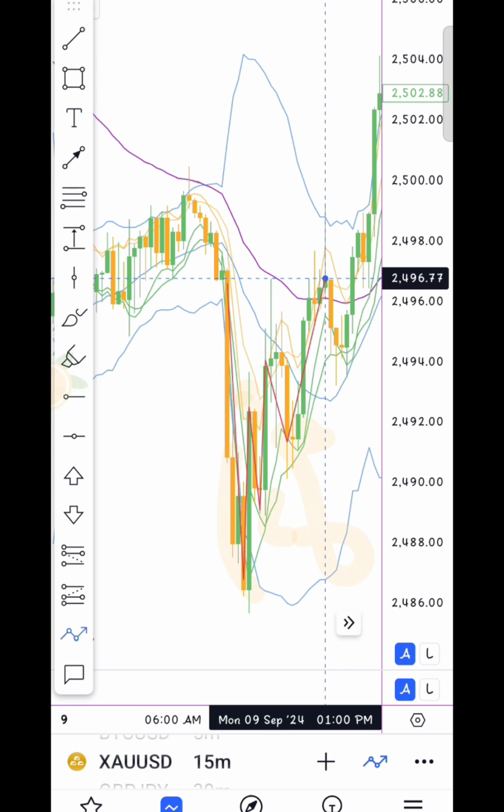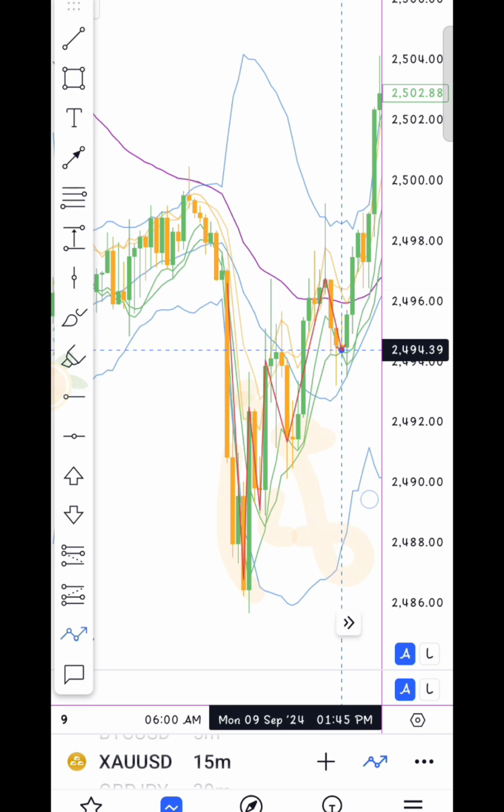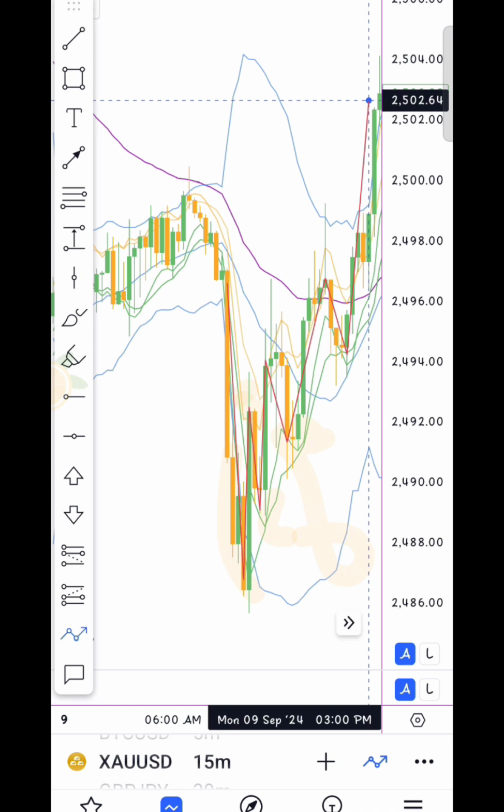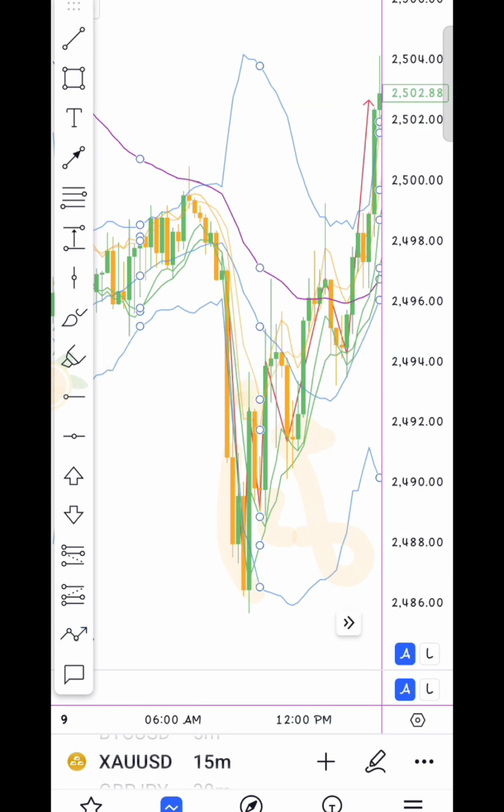Now we have direction. Then we wait for our entry and we go full margin, and price moves up with the momentum like that, and the process continues. So that is the power of BBMA. That is the power of BBMA, and that is the complete cycle.